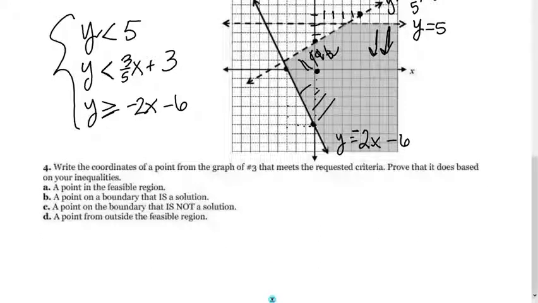Last bit. You're supposed to write 4 different points. I know there was a bit of confusion here, so hopefully that clears it up. When you do this one, you're going to pick something that's in the gray area. When you do this one, you pick something on a solid line. When you do this one, you pick something on a dotted line. And the last one, you should choose someplace in the white.